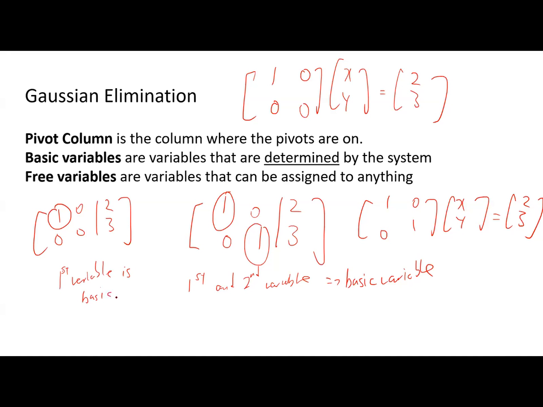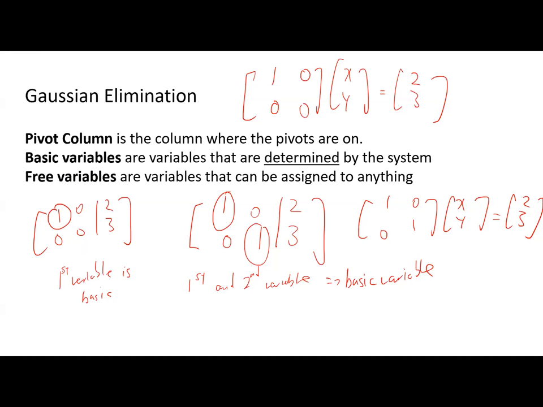What about the second variable? All variables that are not in the pivot column, we call free variables. It means that they can be assigned to anything.